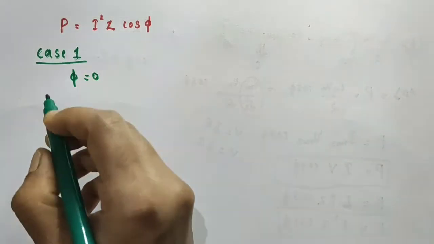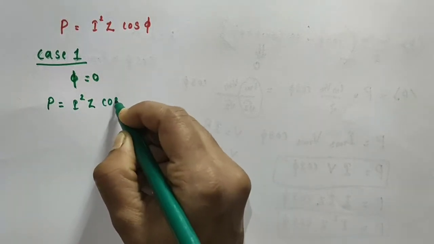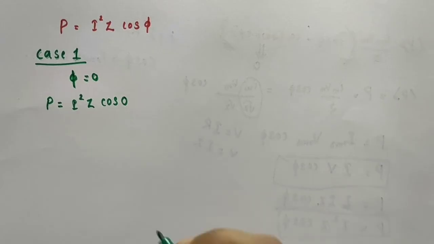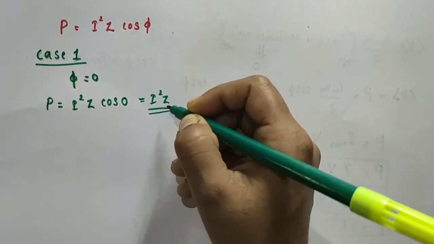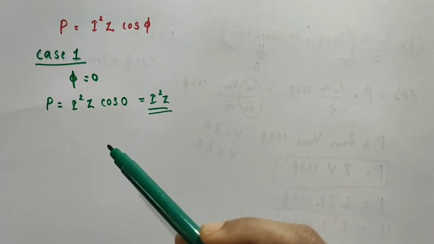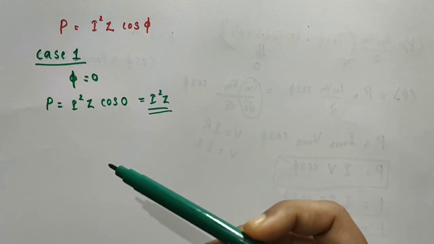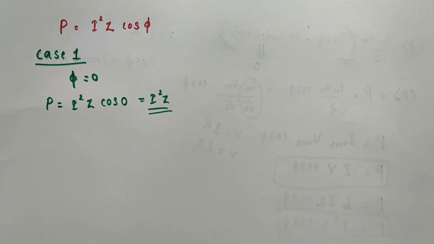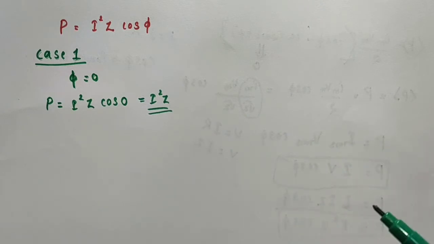So, what about the power dissipated? P becomes I square Z into cos phi. That is cos 0. What is the value of cos 0? Cos 0 equal to 1. So, this becomes I square Z. So, for a pure resistive circuit, the power dissipated is maximum, or we can say that there is maximum power dissipation. And for a purely resistive circuit we don't talk about Z actually, we have that resistance R.